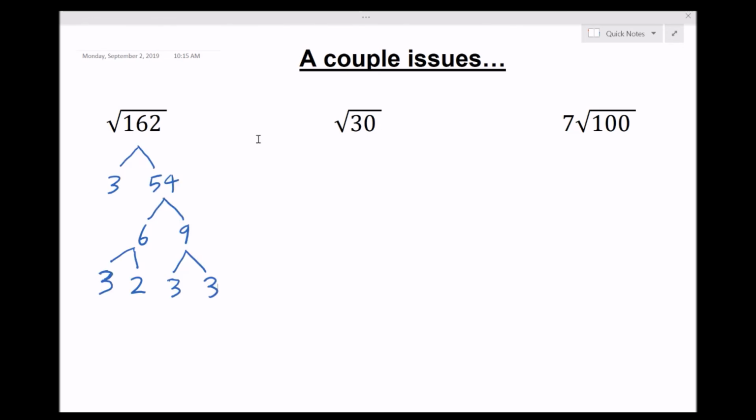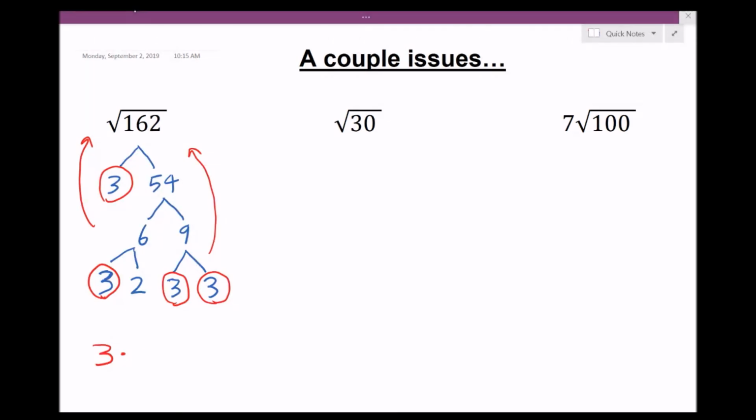When you split 162 completely into its tree, you'll get something like this. What's unusual about this is, what are the pairs? Well, you've got a pair of 3s here, and another pair of 3s here. Both pairs have to come out, like this pair comes out, that pair comes out. Each pair produces one 3, so the first pair gives you a 3 on the outside. The second pair gives you a 3 on the outside.